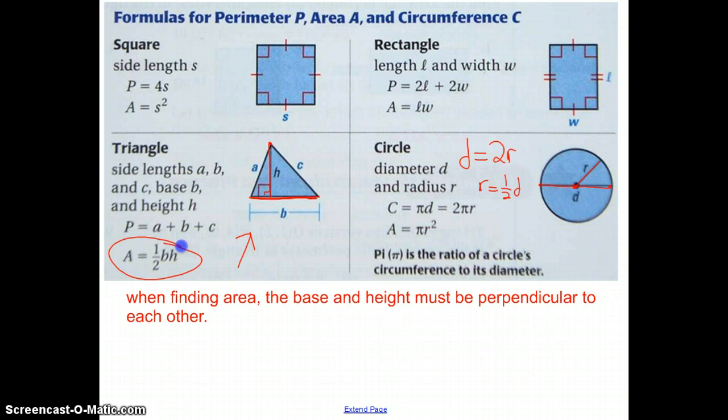So the circumference, again, is the distance around a circle. You have two formulas for that: pi times the diameter, or 2 pi times the radius. Which equation you use depends on the information that you have. If you're given the radius, obviously use 2 pi times r.